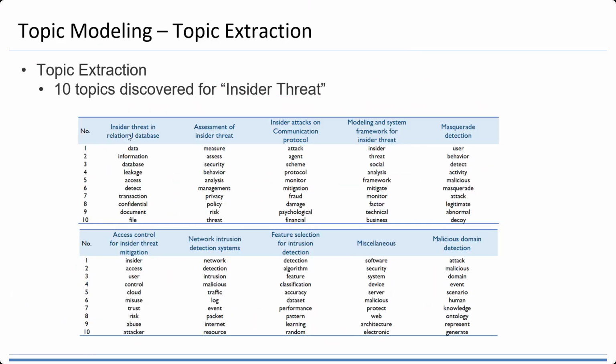This is another topic extraction, about documents related to threat. Threat is about security. These are the most frequent words in the document, and this is the topic. The topic is about insider threat in relational databases. Another topic is about assessment of insider threat, and those are the frequent words.